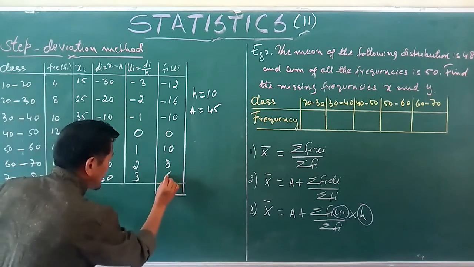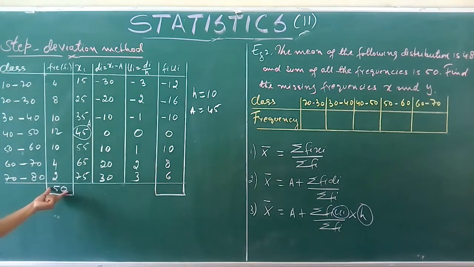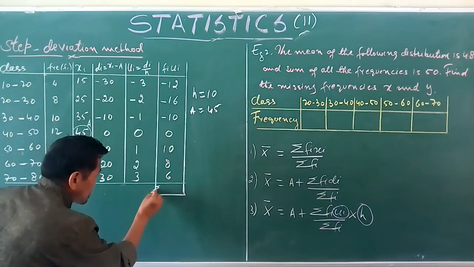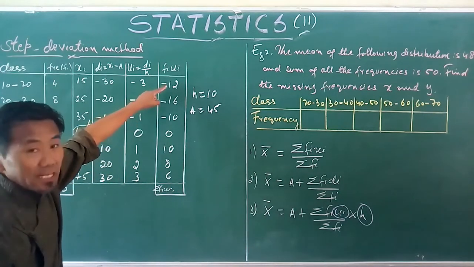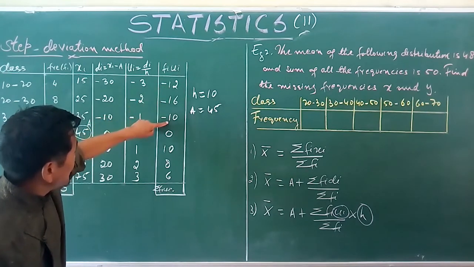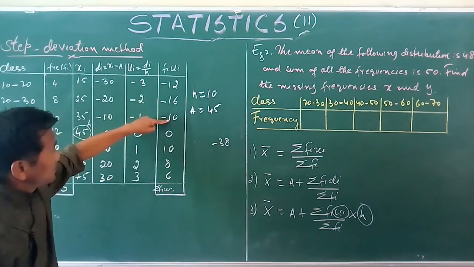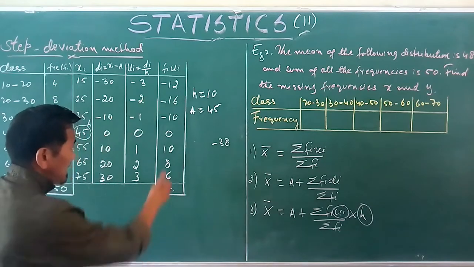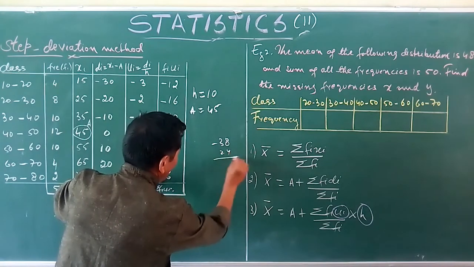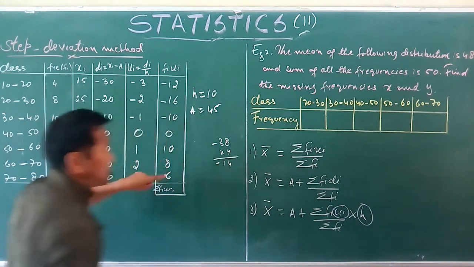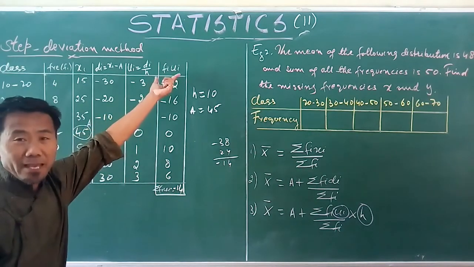Now we are going to find the summation. The summation of fi is already given as 50. Now the summation of fi ui: add all these negatives, 10, 20, 30, 38, so negative 38. And the positives: 10, 18, 24. So 24 minus 38 gives negative 14. So negative 14 is the summation of fi ui.